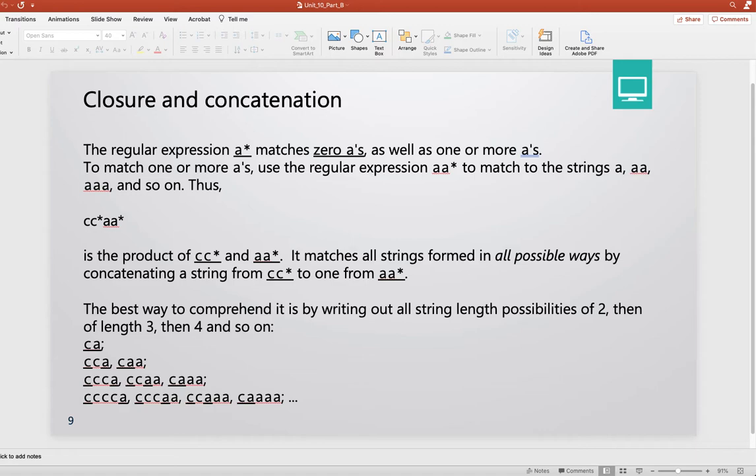And thus, the next example here is the product of a string C followed by 0 or more C's and a string A followed by 0 or more A's. It will match all possibilities by concatenating a string from C star to one from A star. Okay? So the best way to comprehend it is by writing out all string possibilities of length 2, then of length 3, and then 4, and so on.